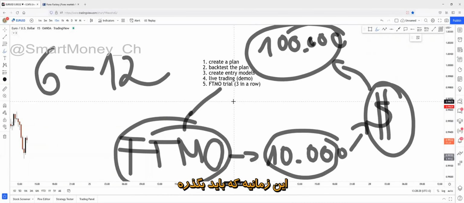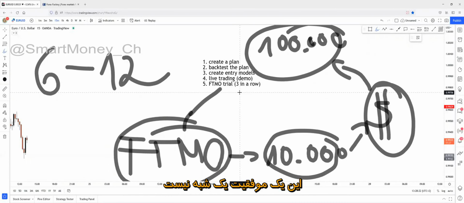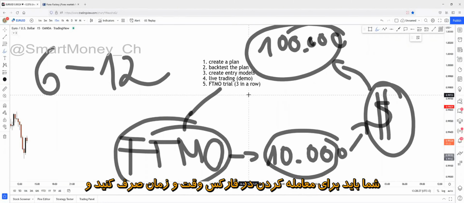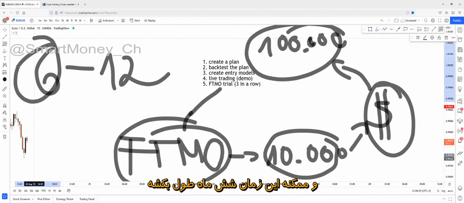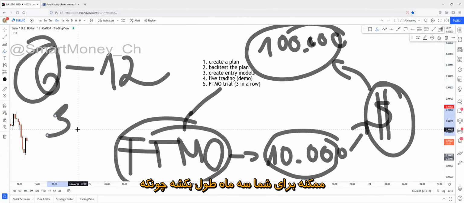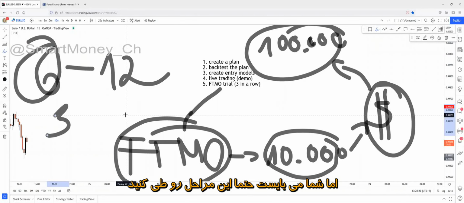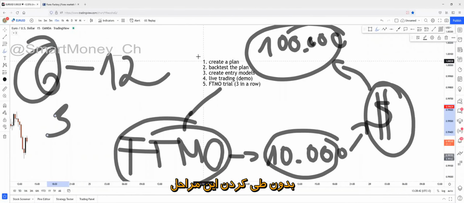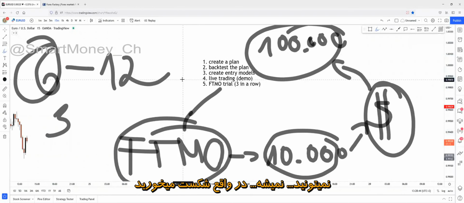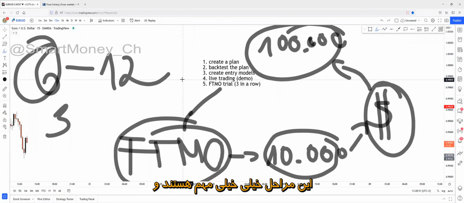It isn't an overnight success story. You have to dedicate time to Forex trading. And yeah, it might take up to 6 months. It might take 3 months for you because every individual's learning process is shorter or longer, right? But you have to go through these steps. Without these steps, you will be failing. You won't be funded. You won't be making money. These steps are really, really important.